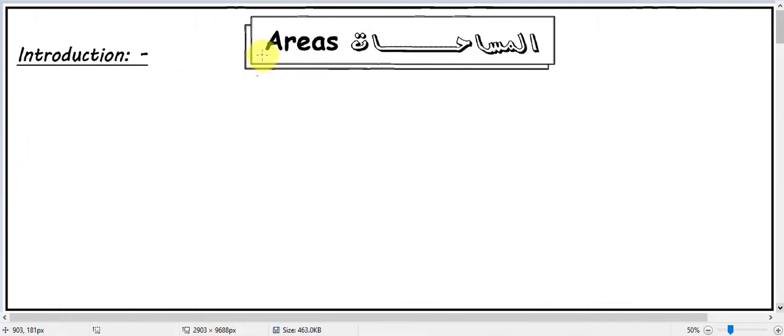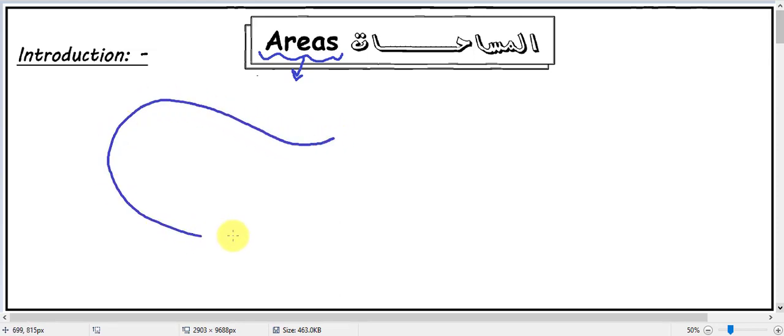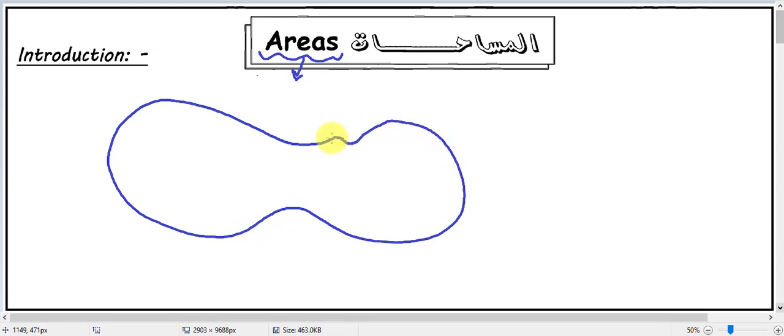Hello guys, in this video we will talk about a new lesson which is areas. This lesson is one of the most important lessons in our subject, and we will learn how to calculate the area of any shape we have. If we have a shape like this and we want to calculate the area, we will learn how to calculate a regular and irregular shape like this.